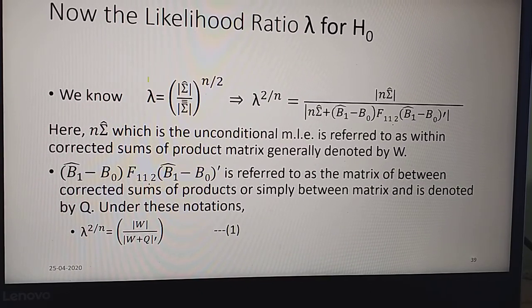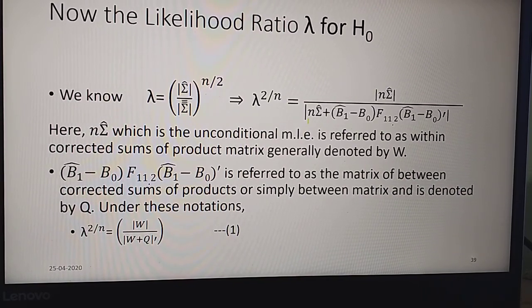After the theorem, the likelihood ratio lambda by our formula is this. Lambda is equal to determinant sigma cap by determinant sigma double cap, whole to the power n by 2. So the power is here now. This implies that lambda to the power 2 by n is equal to, in the numerator, n sigma cap, and in the denominator, n sigma double cap. N will cancel out, no problem, if we put determinant n sigma cap, because in the denominator also we will introduce n sigma double cap here.